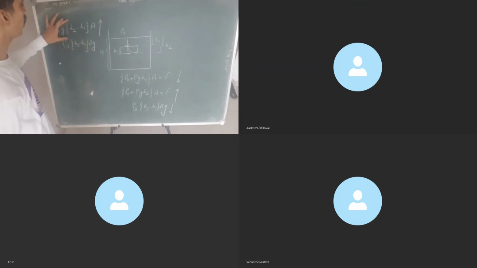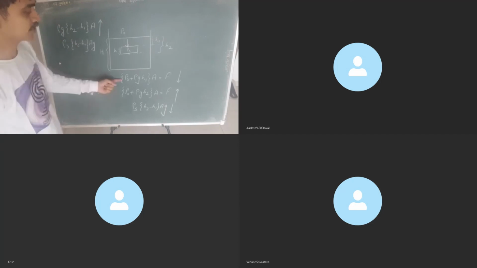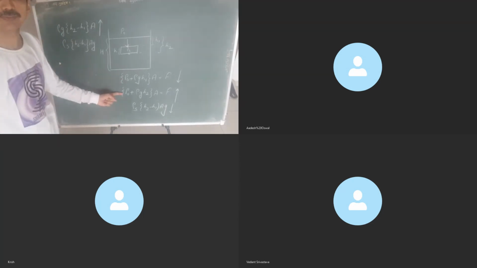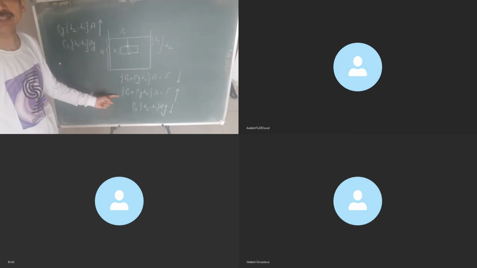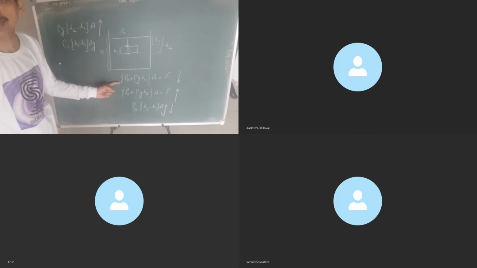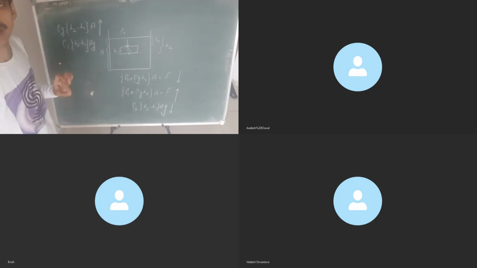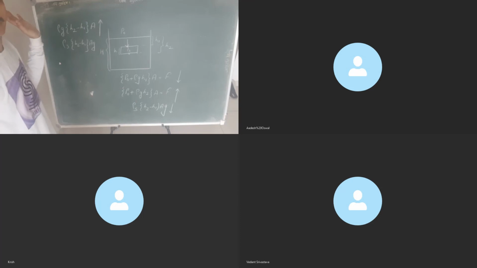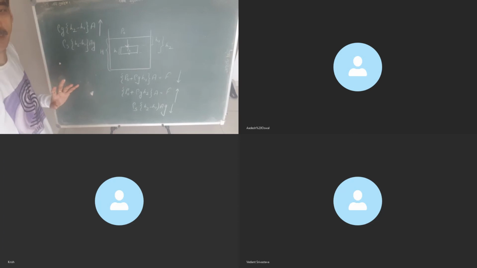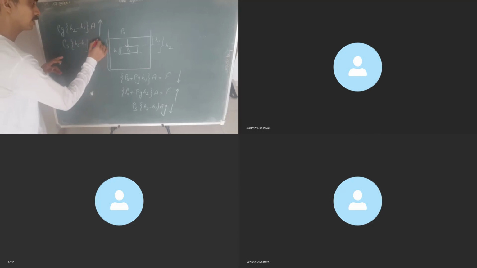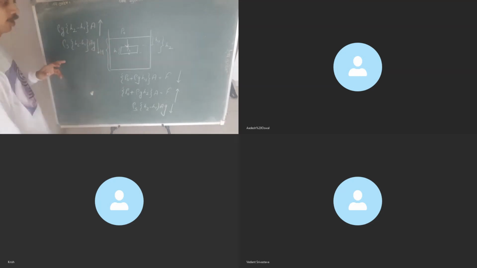And what is the genesis of buoyant force? Difference in pressure, correct? Where does it stem from? Difference in pressure. So buoyant force relates to difference in pressure. Am I clear? And when do you think the body can float? When the upward force is neutralized by the downward force, correct?